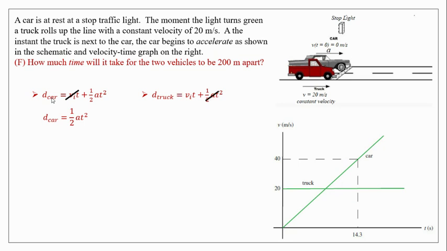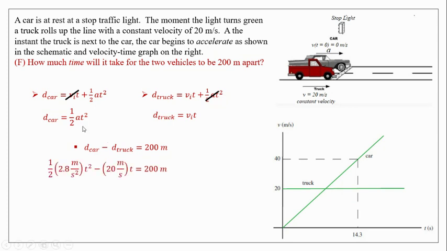I want to do the same for the truck. The acceleration of the truck is 0, so I'm going to cross that out. So therefore d for the truck is just vit. D for the car is just 1/2 at squared. I know my acceleration in the problem already, my acceleration again is 2.8.